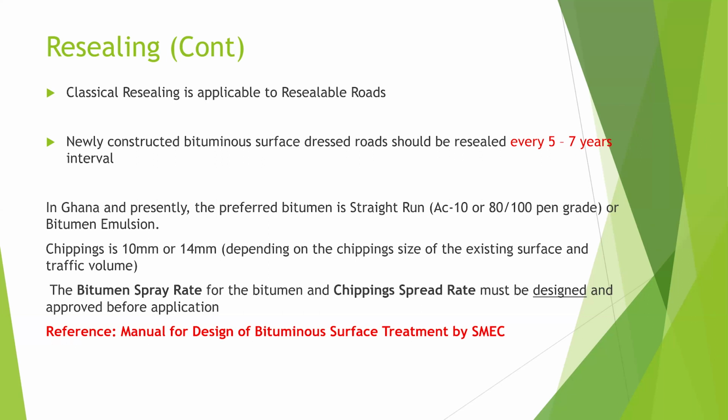Now, in Ghana and presently, the bitumen that is used is the straight run bitumen. That is the AC10 or the 80/100 pen grade. In some cases, we have bitumen emulsion. And in all these, these bitumen types are supposed to meet certain requirements or specifications.